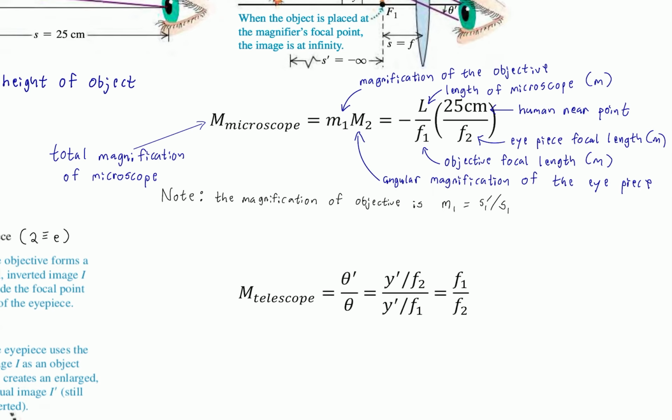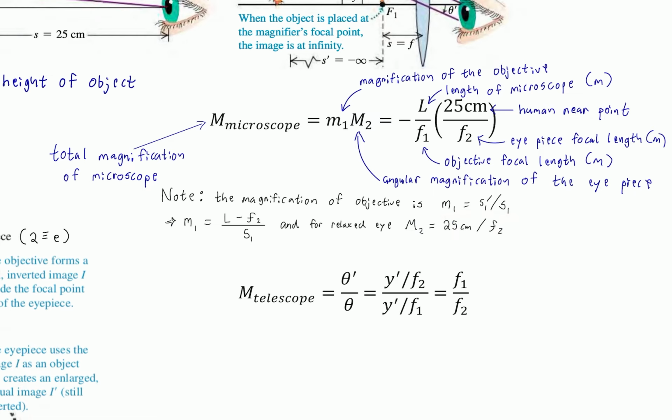The magnification of the objective lens is just going to be S1 prime over S1, right? So it's just going to be the image distance over the object distance. And here, I'm not showing the negative because I only care about the magnitude of that magnification, just its value. I don't care what its sign is. I know it's going to be a real inverted image.